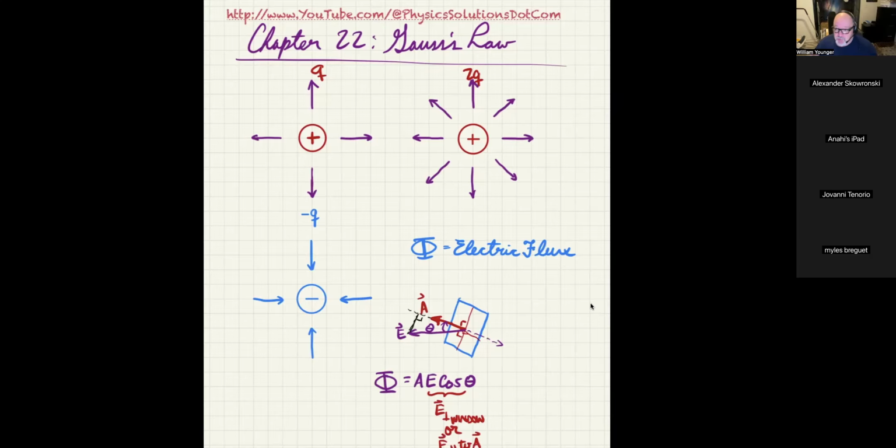And if you remember from last semester, there was an operation that we did with two vectors that gave us the magnitude of one vector times the magnitude of the other vector times the cosine of the angle between them, and that was in fact the dot product. So we can see that the flux is actually A dot E. So that's another way of writing the flux.